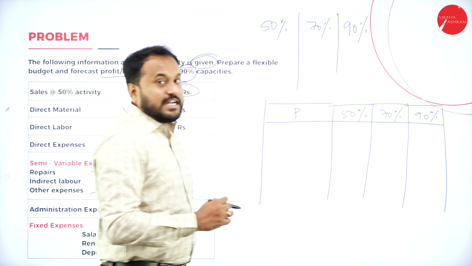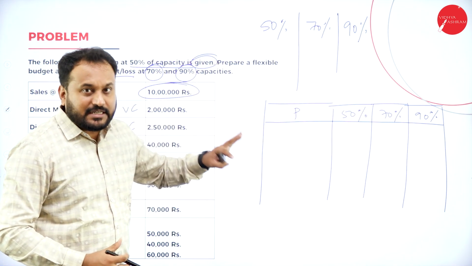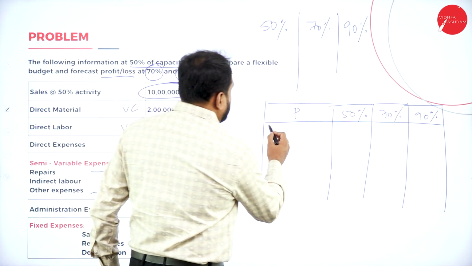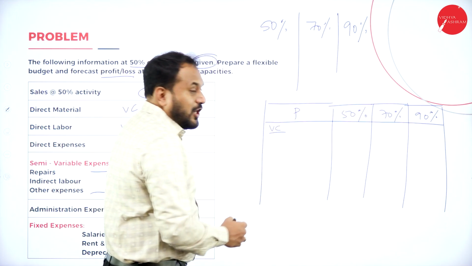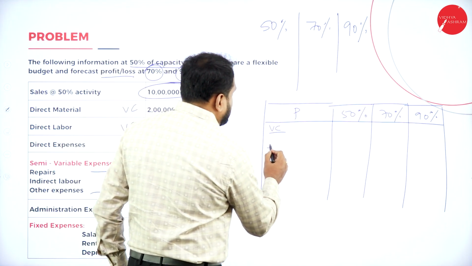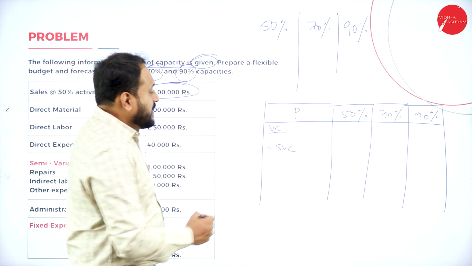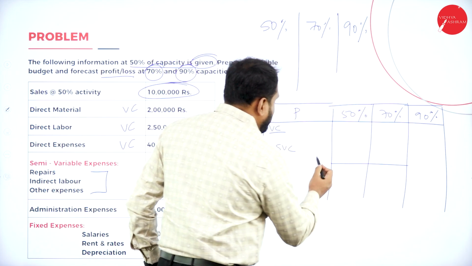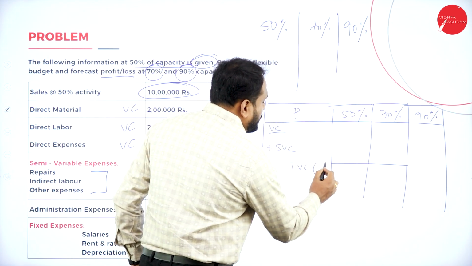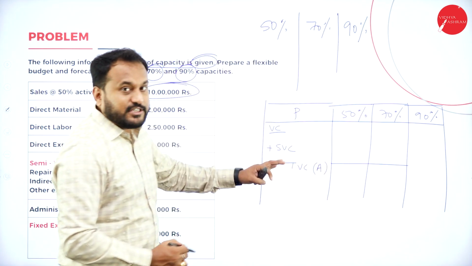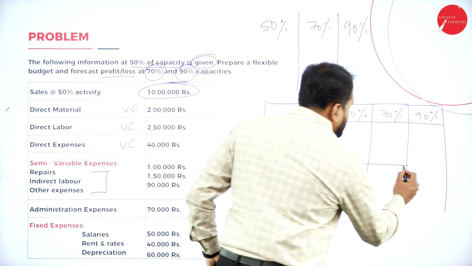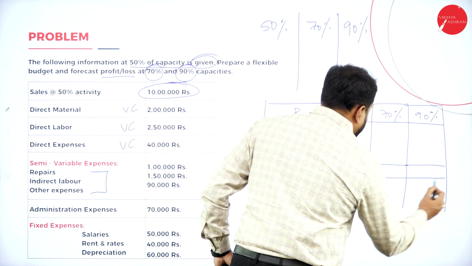And I told you how the format of the flexible budget starts. It starts from the variable cost. You should add all the variable costs, then you are supposed to go with plus semi-variable cost. All the semi-variable costs you added. Now what do we get here? We get TVC, denoted as A. This is the first one which you are supposed to do. So here it's done, we got TVC.